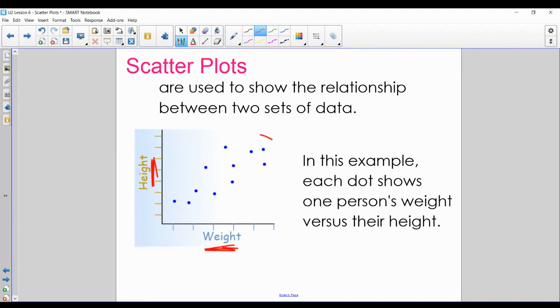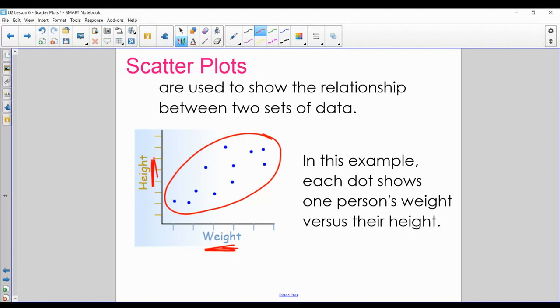And so you have all these different data points. If somebody weighs 100 pounds and they're 5 foot tall, that gets plotted on there. If somebody's 6 foot tall and weighs 185, that gets plotted on there. Okay, so each of those data points gets plotted.